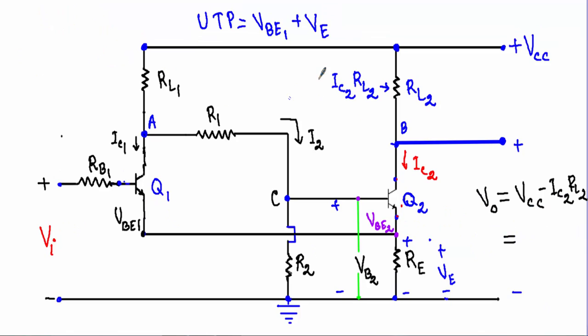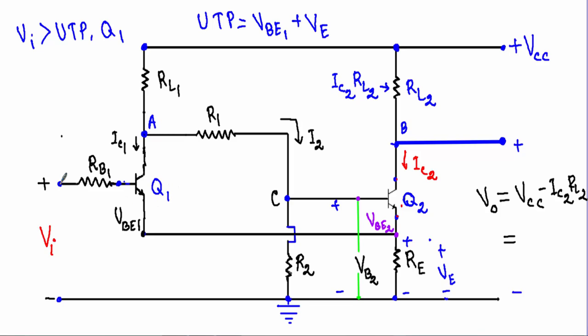So when we supply this total circuit with this plus VCC volt, it will set a reference point, upper threshold voltage or UTP, upper triggering point, equal to VBE1 plus VE. That means to turn on the transistor Q1, we have to apply a voltage between the base terminal of the transistor Q1 and the ground terminal greater than the UTP. When the input voltage Vi is greater than UTP, then the base to emitter junction of the transistor Q1 will be in forward bias. Therefore transistor Q1 will be in on state.